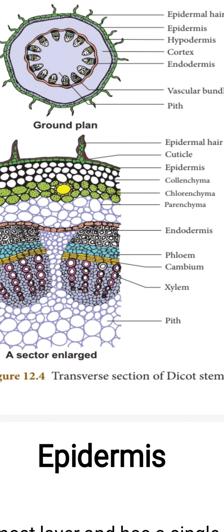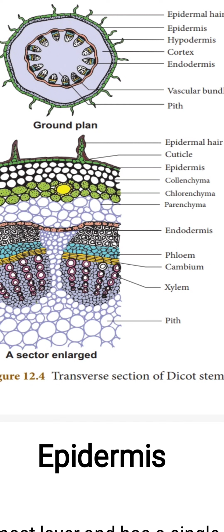Again, below the hypodermis there is the cortex. That cortical region consists of parenchymatous cells. Inner to the cortex there is the endodermis, and inner to the endodermis there are the vascular bundles, and inner to the vascular bundles there is the pith region. Okay, so these are the main layers which we have to study anatomically.